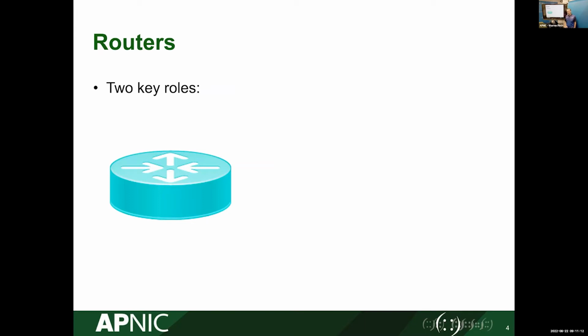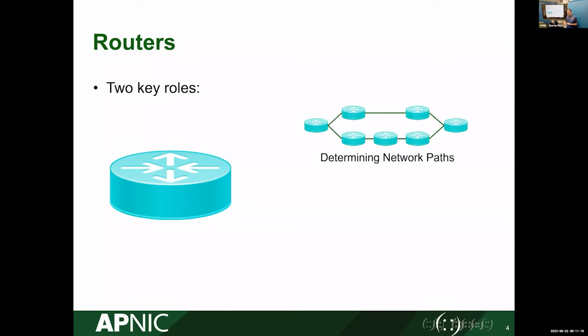So when we look at a router, it has two key functions or two key roles. The first one is that it's going to have to figure out how to get from point A to point B, determining network paths. So it needs to learn about the network and how it can send traffic from one part of the network to another part of that network. Now, that could be just as simple as a local area network or a wide area network or even the internet. It's a matter of knowing how to get from point A to point B.